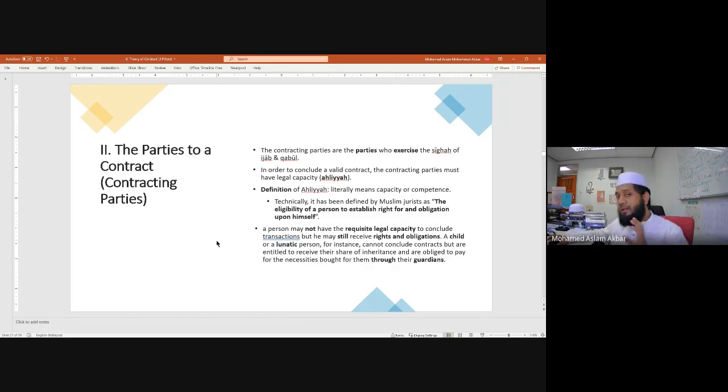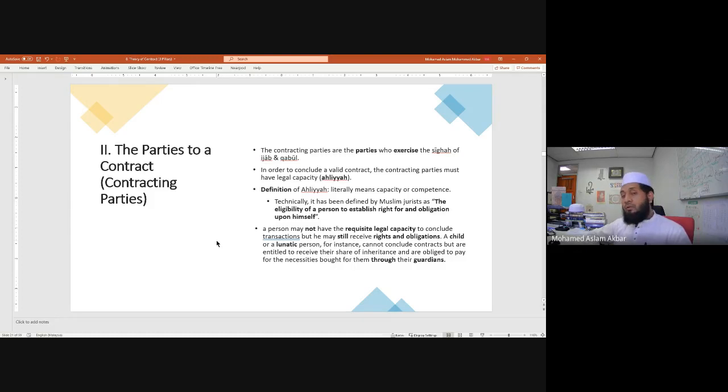So remember, we also discussed in the theory of rights. We talked about what exactly is a right, what exactly is an obligation. So a right means something that you receive, right? For example, there is a baby in the womb, there is a fetus in the womb, and then the father is passing away.